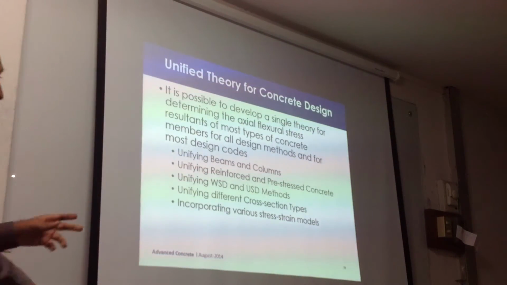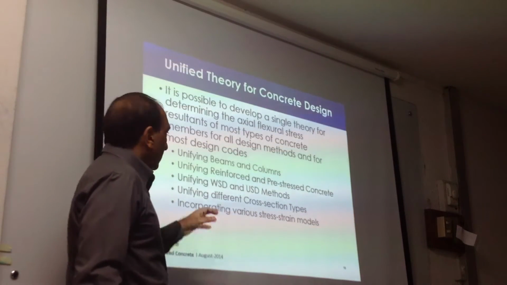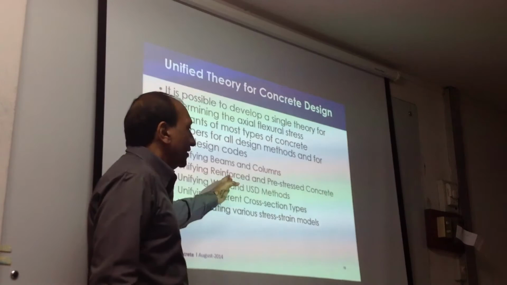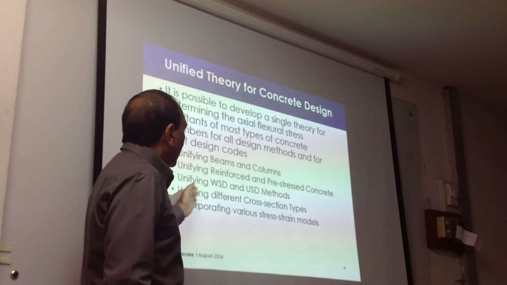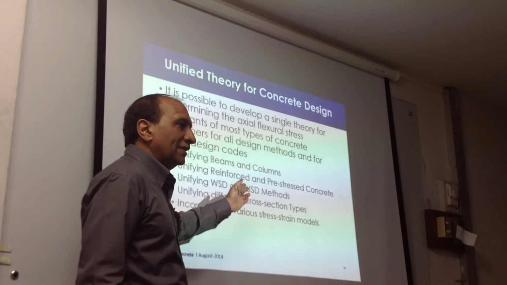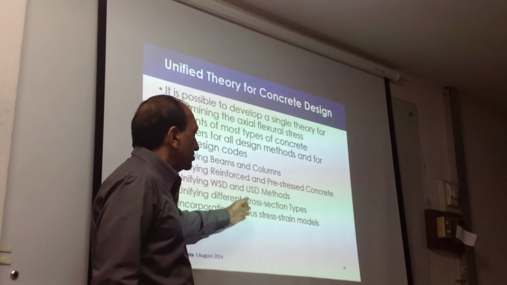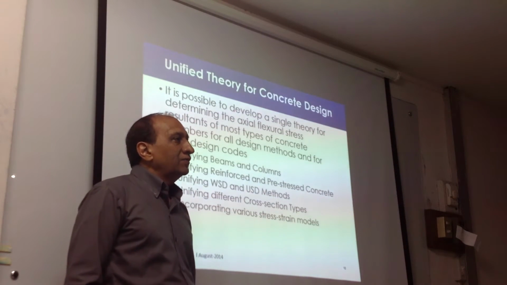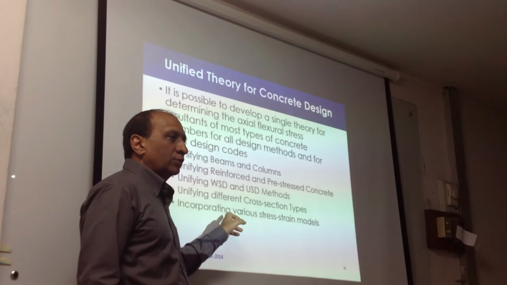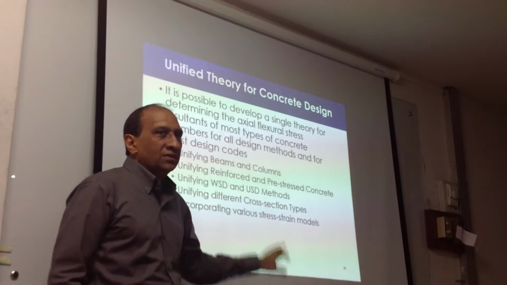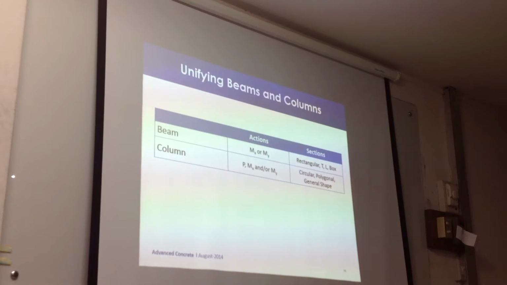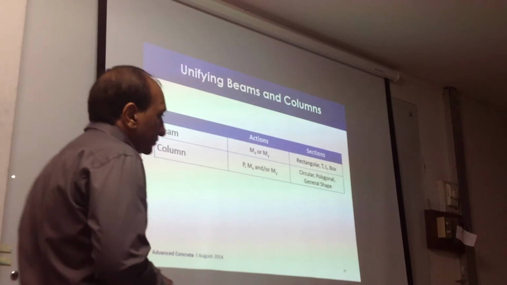And then unifying beams and columns, unifying reinforced and pre-stressed concrete, unifying working stress and ultimate strength, unifying different cross-section types, circular, rectangular and all, and incorporating various stress strain models, right? All of that we will do because this is code dependent, so we will put them all together. So let's now start to do that step by step, one at a time. First of all, beam and column.